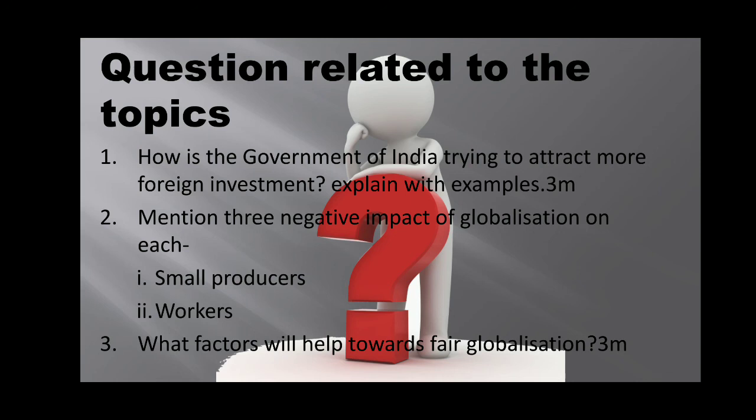What factors will help towards fair globalization? Any 3 points you can write with the help of the NCERT book. Always read the NCERT book for the preparation of objective question answers.